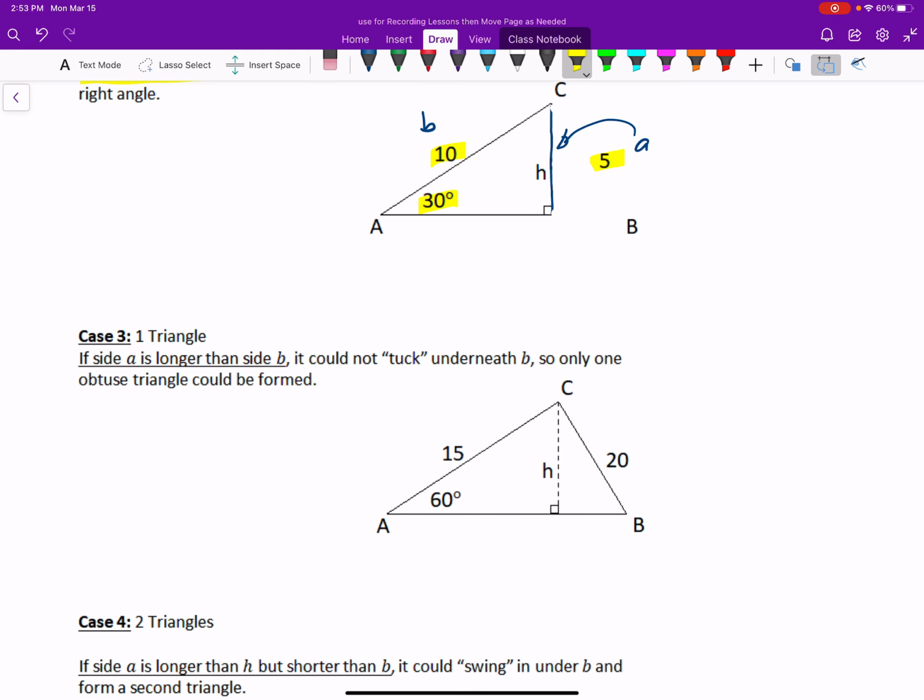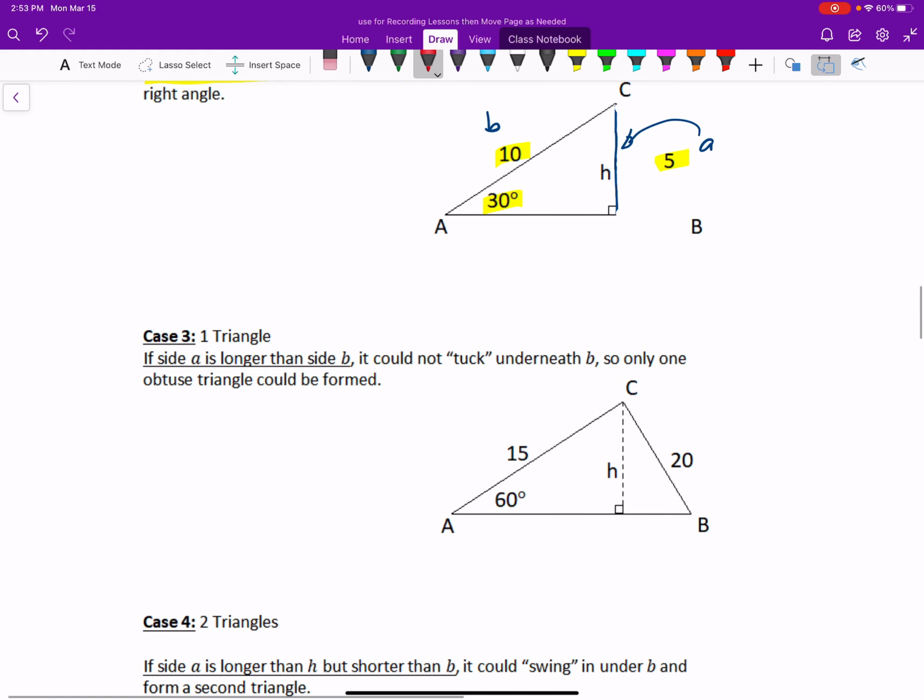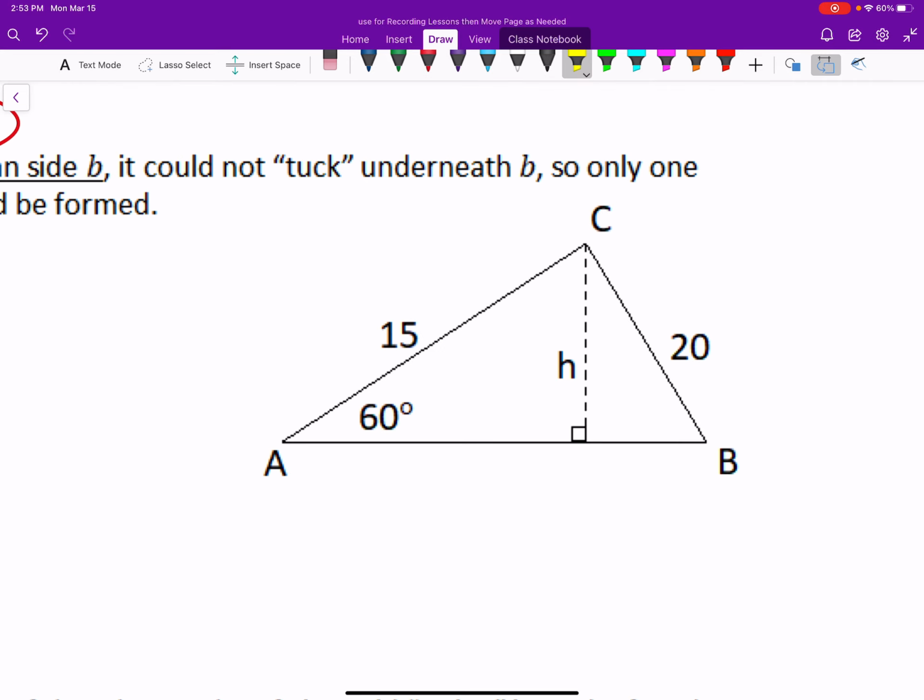It's possible to have a single triangle, it's not a right triangle, if A is longer than side B. And again, keep this idea in mind. These sketches are not to scale. Take a look at side A and side B. If you look at the way it's drawn, clearly B looks longer than A. But if you look at the numbers, 20 is longer than 15. So this is not drawn to scale.